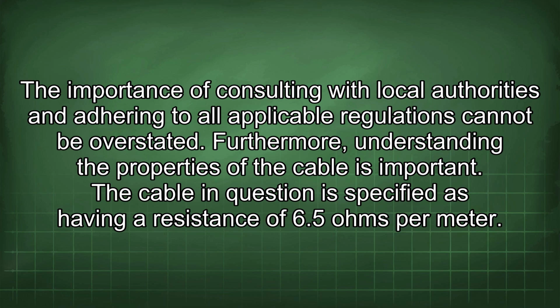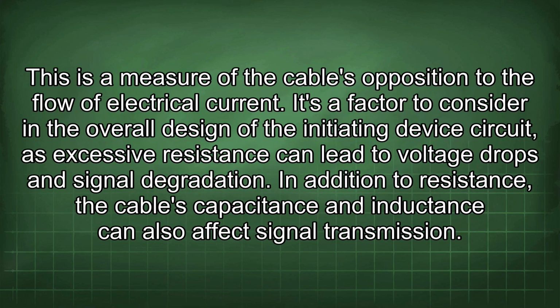Furthermore, understanding the properties of the cable is important. The cable in question is specified as having a resistance of 6.5 ohms per meter. This is a measure of the cable's opposition to the flow of electrical current. It's a factor to consider in the overall design of the initiating device circuit, as excessive resistance can lead to voltage drops and signal degradation.